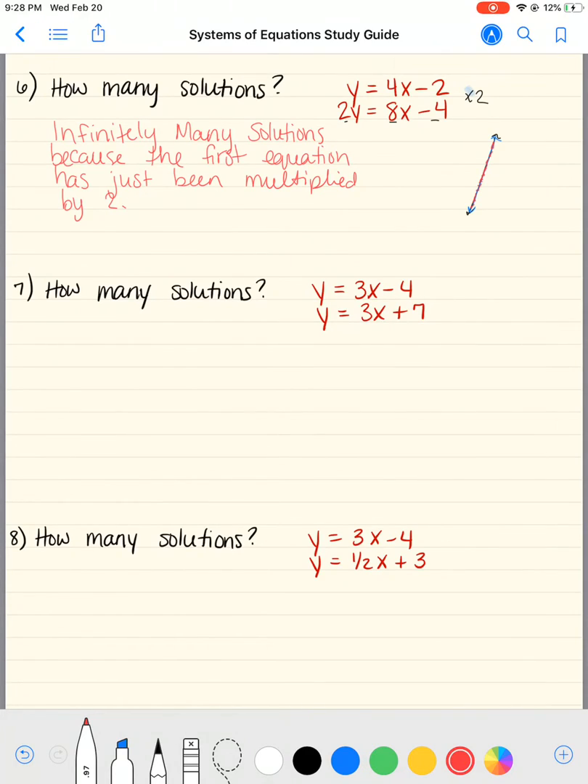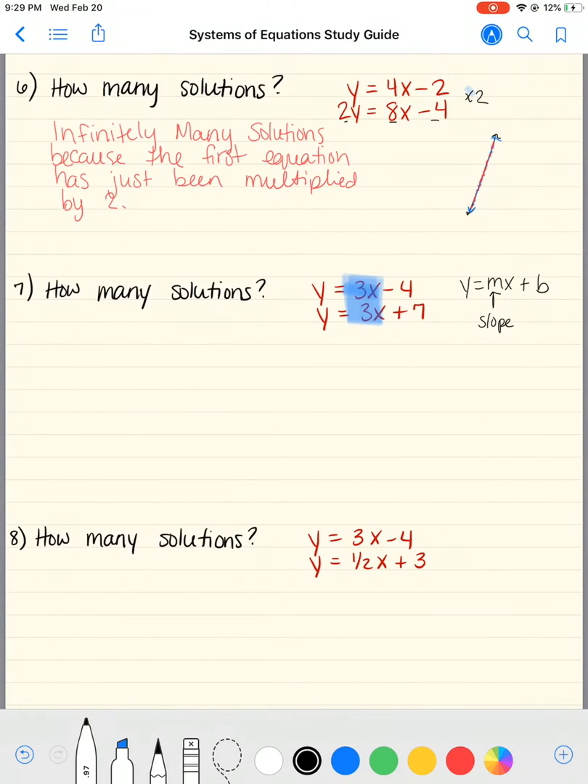Okay, so let's look at number 7. Y equals 3x minus 4, y equals 3x plus 7. So I already noticed there's no pattern between the two of them. They're two different equations, but what I do notice, something that they have in common, is this right here. They both have a 3x. So if you remember, back to our slope-intercept form, y equals mx plus b. M is your slope, right? They both have a slope of 3.